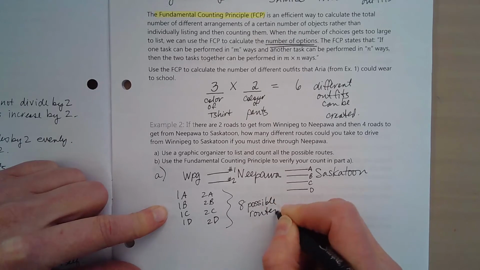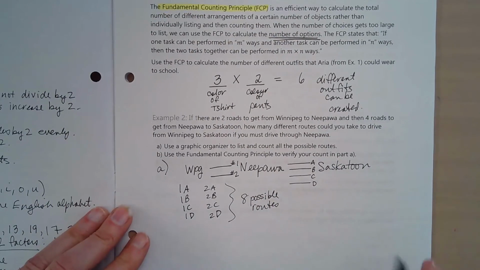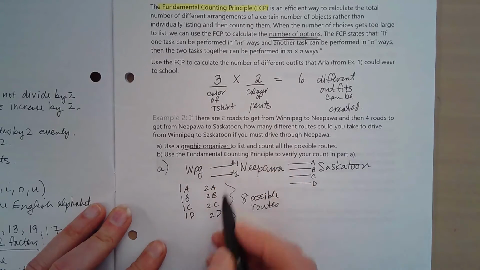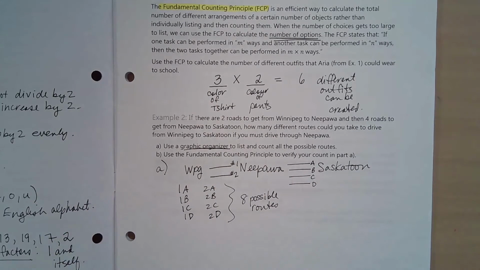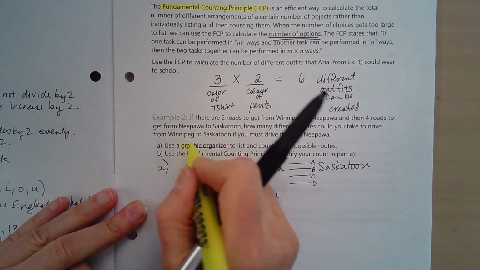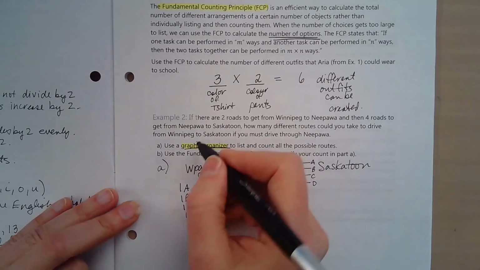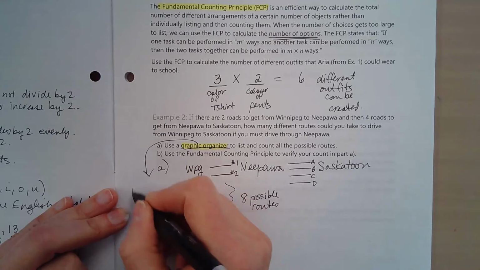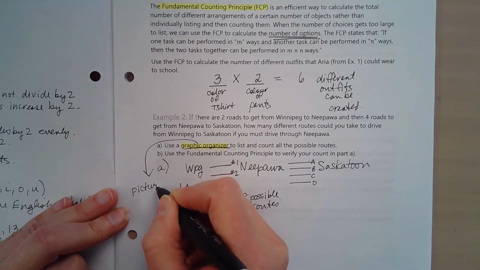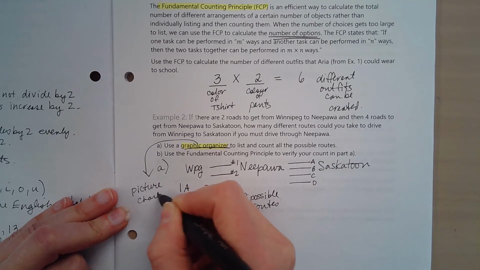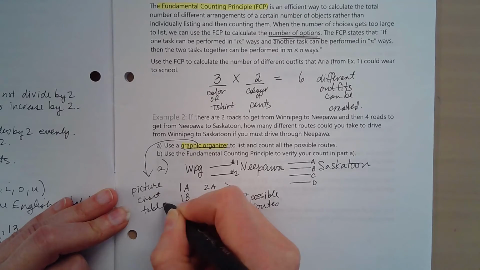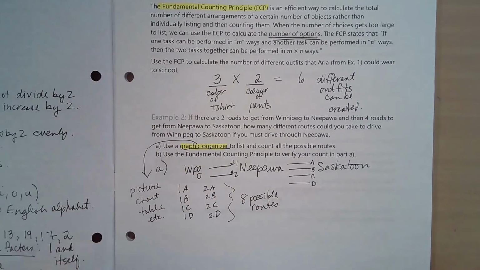So that's listing, that's using a visual, and that's using a graphic organizer. This is my graphic organizer. It's a chart or a table. It could even be like a tree diagram if you wanted. That's what graphic organizer means, because you'll be asked that. It basically means a picture, a chart, table, etc. Something like that. It's showing all the possible outcomes.